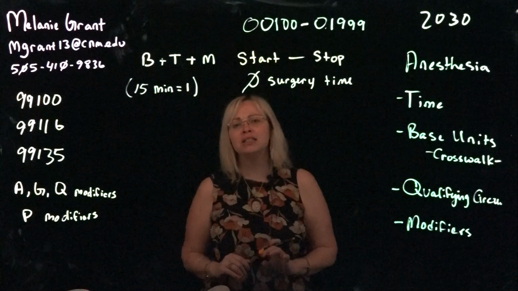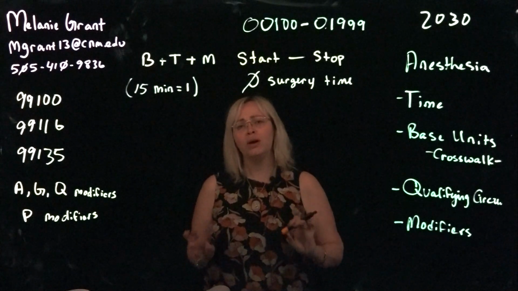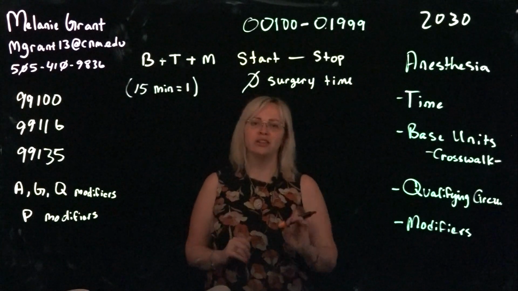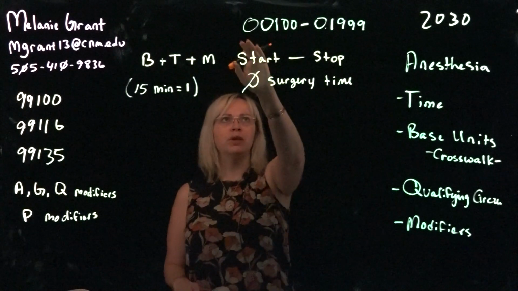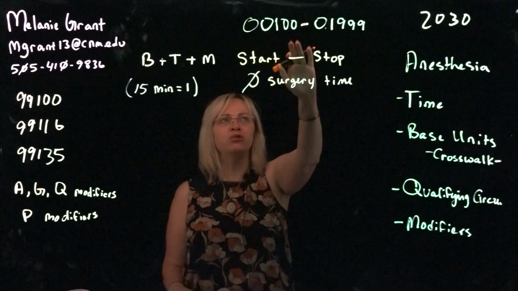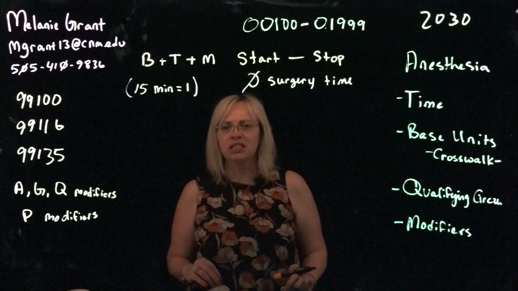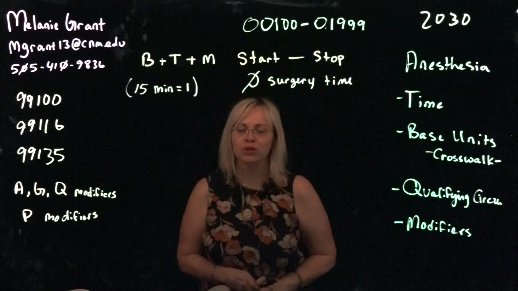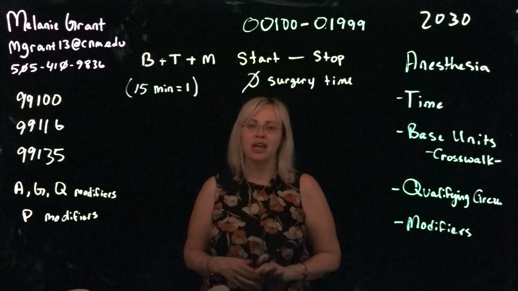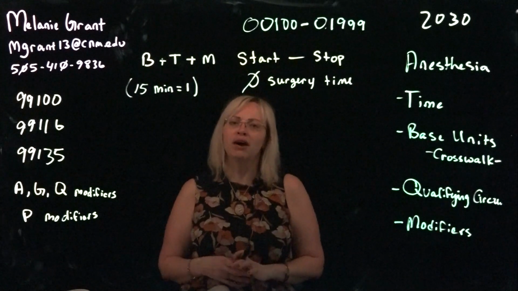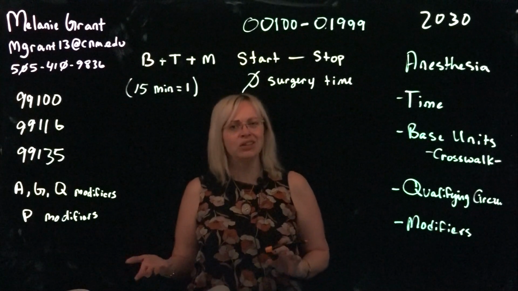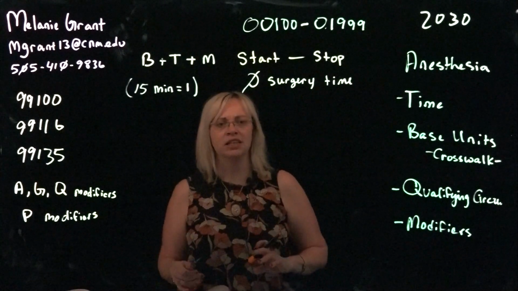Now keep in mind, when you're coding anesthesia, you're coding for the anesthesiologist, not the surgeon. So your codes are going to be in range 00100 through 01999. This is only for the anesthesia because you're only coding for the anesthesiologist. However, oftentimes you'll have the surgeon's code, or it might be easier to find that code instead of the anesthesia.